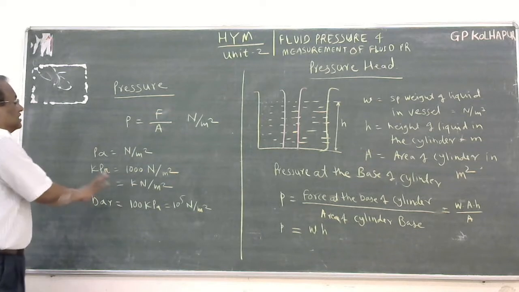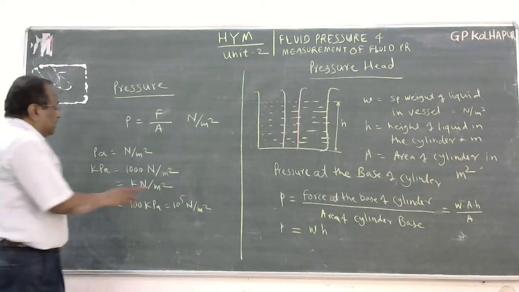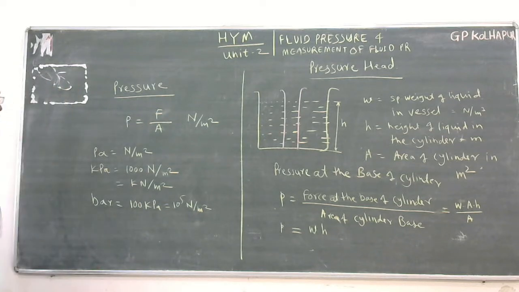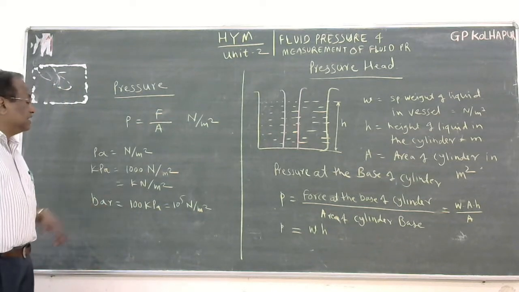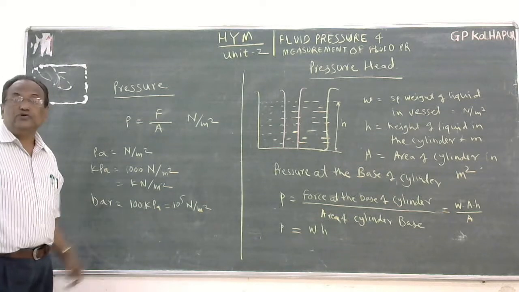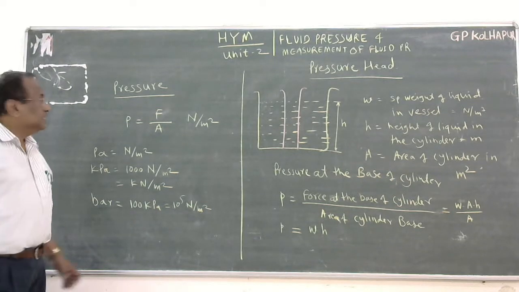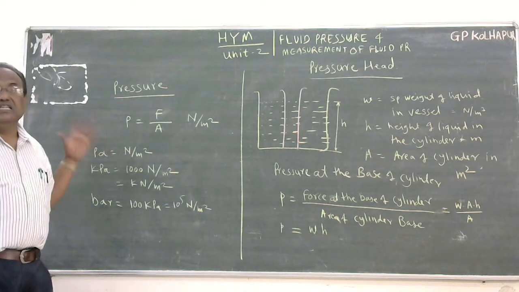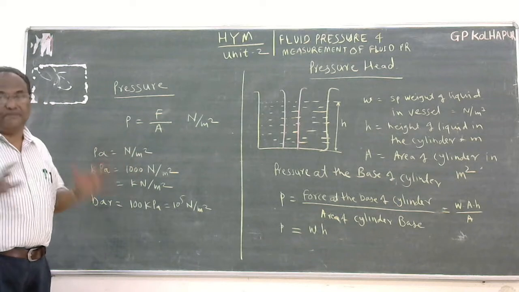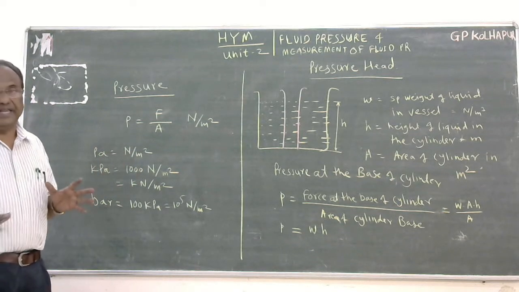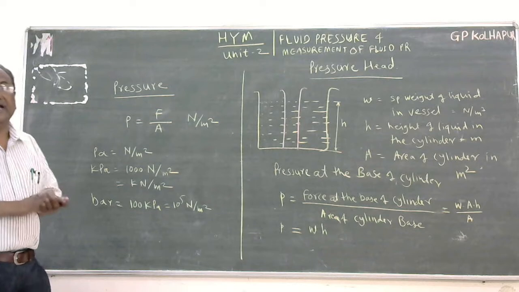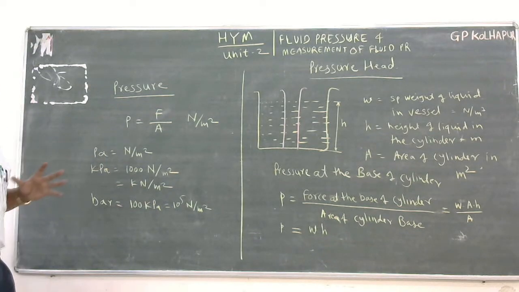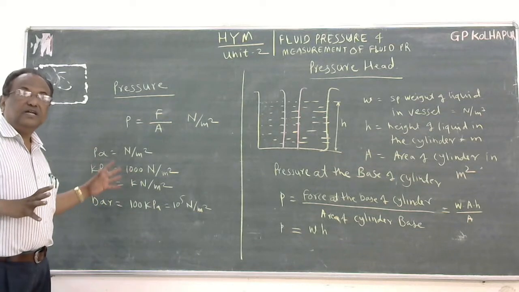And 1 kilopascal is equal to 1000 Newton per meter square. That is, we can also say kilonewton per meter square. 1 bar is equal to 100 kilopascal, that is 10 raised to 5 Newton per meter square. This pressure always acts in the direction normal to the surface on which the force is acting. You remember that the pressure always acts in the normal direction on the surfaces.